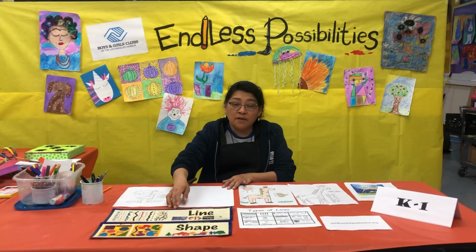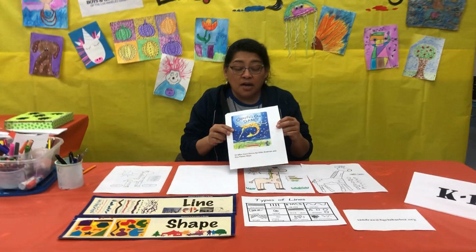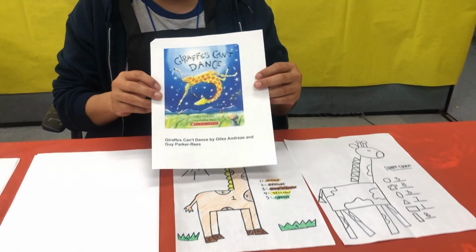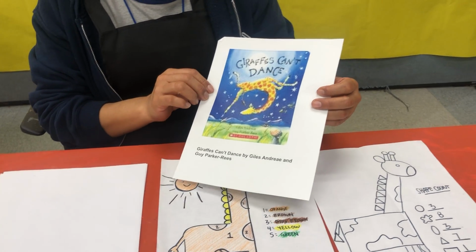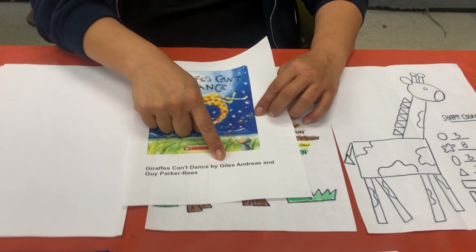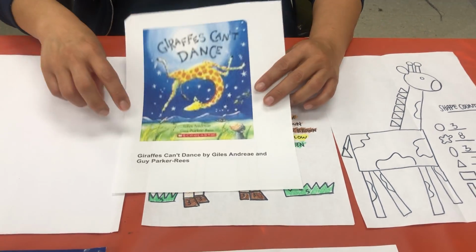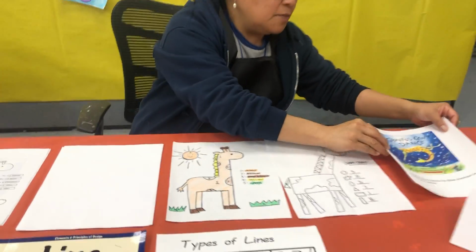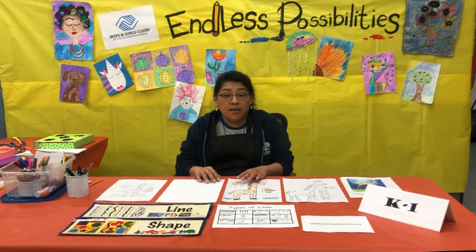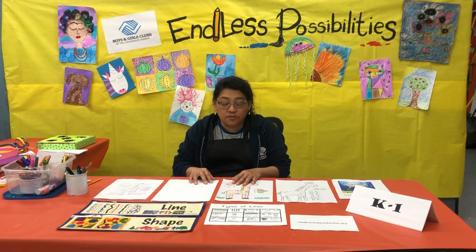Today, we're going to find inspiration in this book that I recommend to you. You can tell the people that are taking care of you, your parents, your older siblings. The name of the book is Giraffe Can't Dance. It's written by Giles Andreae and Guy Parker-Rees. You can also find it in YouTube videos where it's already illustrated, and I really love the book. I really recommend you read it.